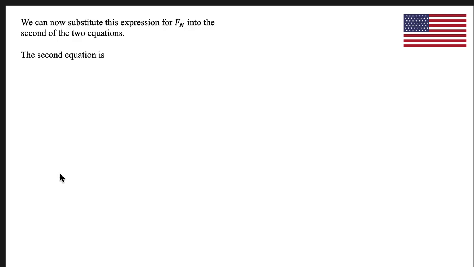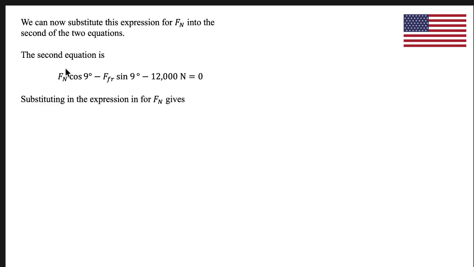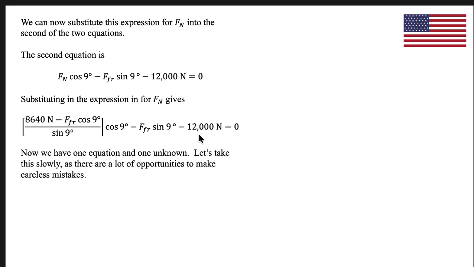So now we're going to do the substitution. Here's the second equation. And there's Fn. And we just solved for Fn with the first equation. And this is the expression we got. So we got this long, messy thing. We have to be careful. But now we have one equation and one unknown. So we're on our way. So we're going to take it slowly and carefully.